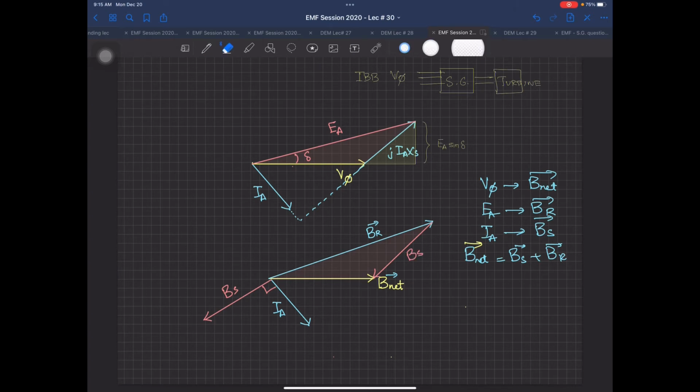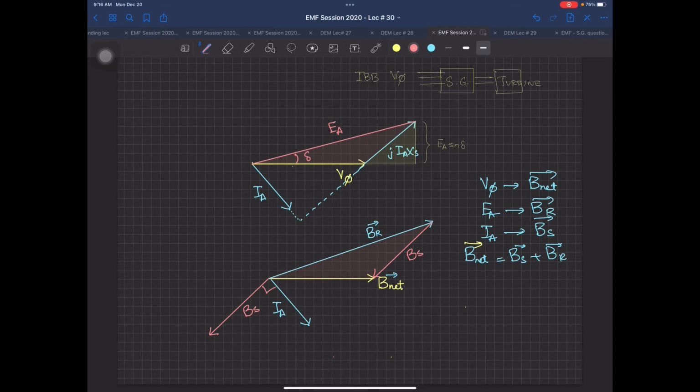The angle can differ a little bit. I will change this one. In fact, I will copy this one from here. It's easy to copy it over here, and this is your BS. Got this? B net is equal to BS plus BR. This is your generator working.